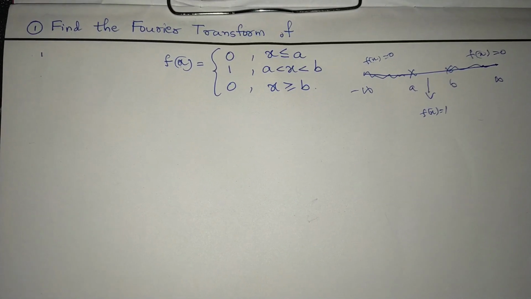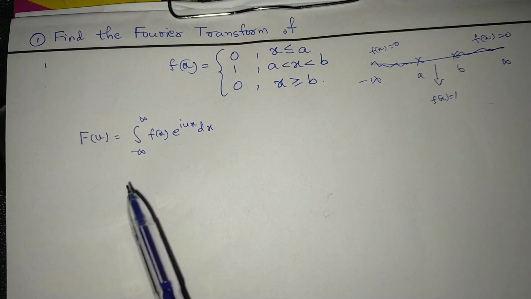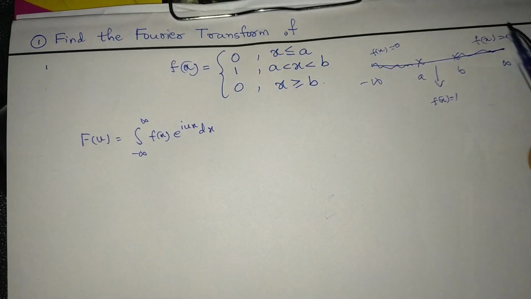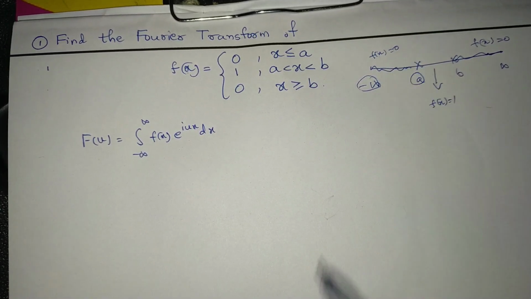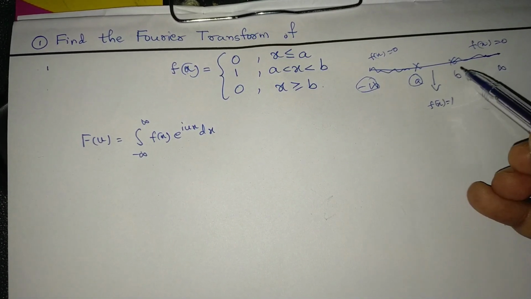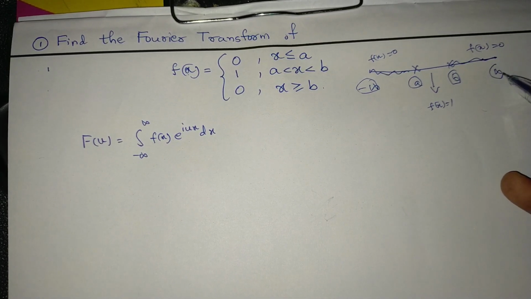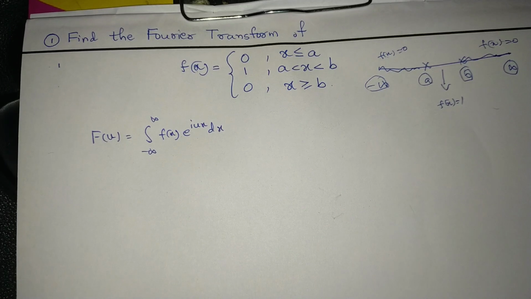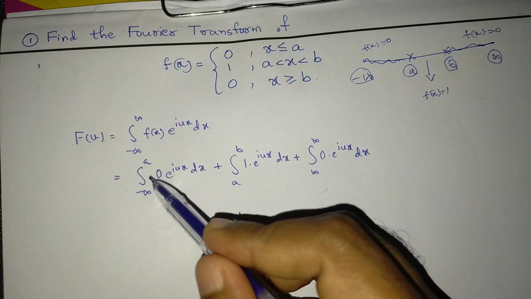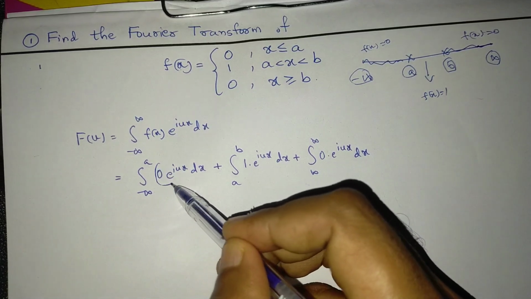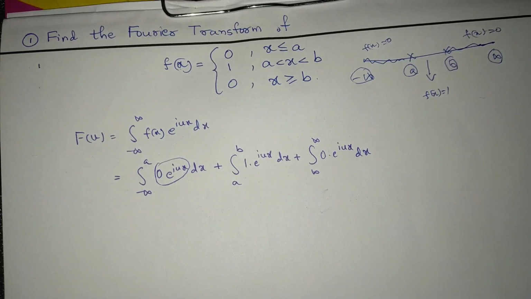Now let us split the integral by making use of the property. Let us consider the formula of the Fourier transform. Let us split the integral from minus infinity to plus infinity as minus infinity to a, where f of x is 0, a to b, where f of x is 1, plus b to infinity, where f of x is 0. So this will become 0. Once the integrand is 0, 0 into e power i u x is 0, the whole thing is 0. So this is also 0. The remaining thing is this one.